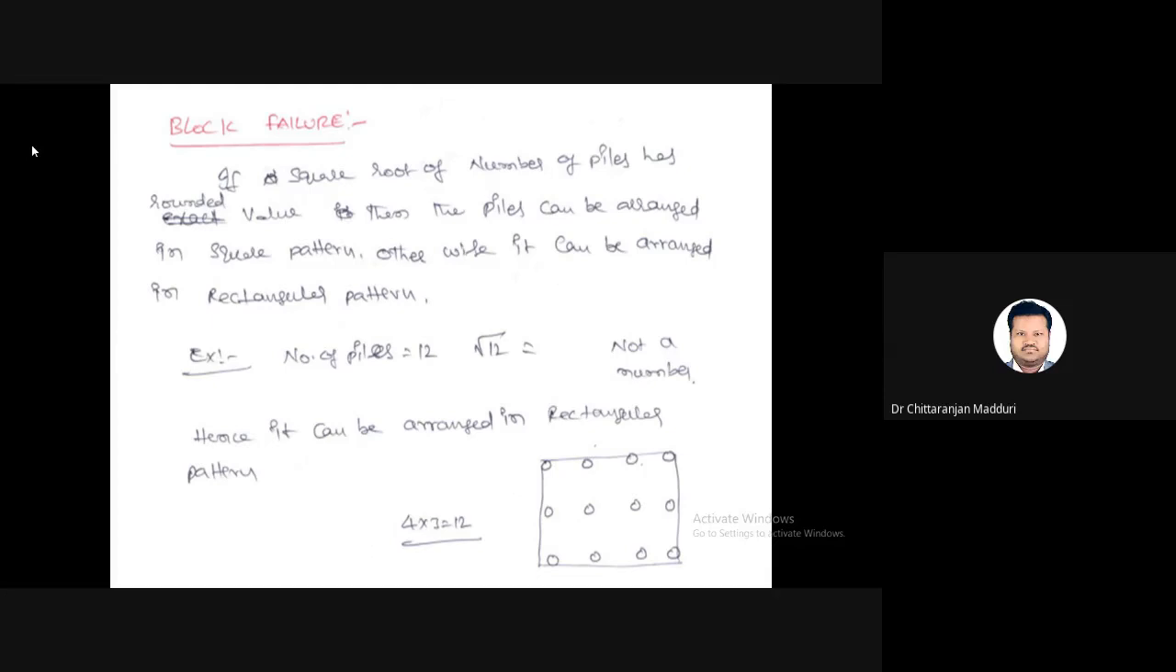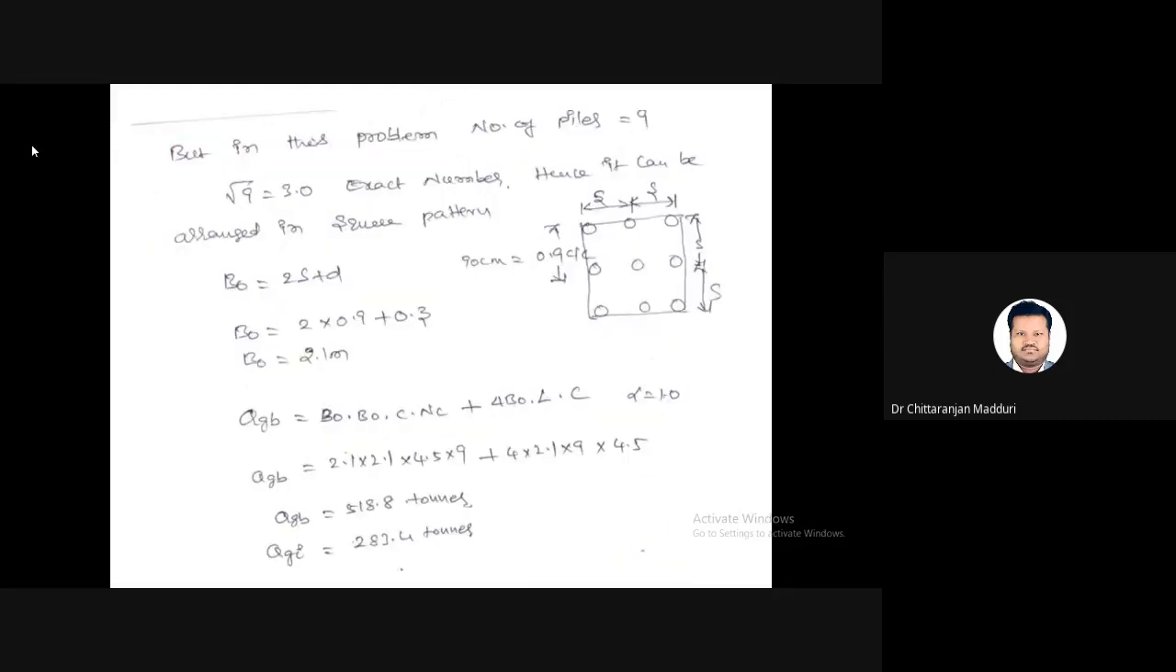But in this problem, the number of piles equal to 9. Square root of 9 equal to 3.0. It is a perfect number. No fractions. Hence, it can be arranged in a square pattern, 3 by 3. So spacing between the piles is 0.9 meters center to center. 90 centimeters means 0.9 meters center to center.